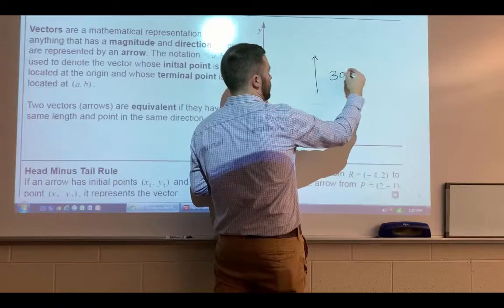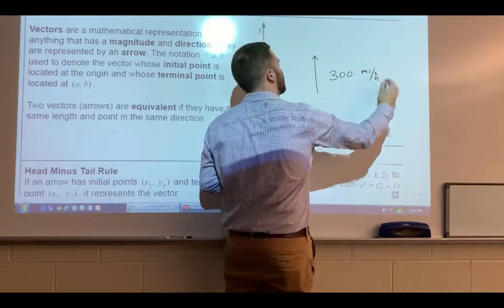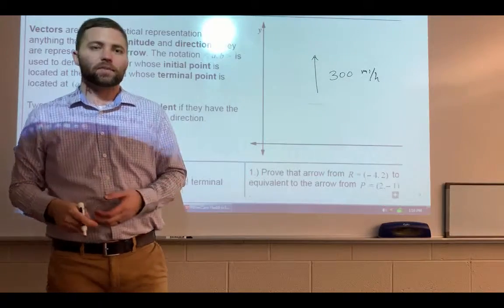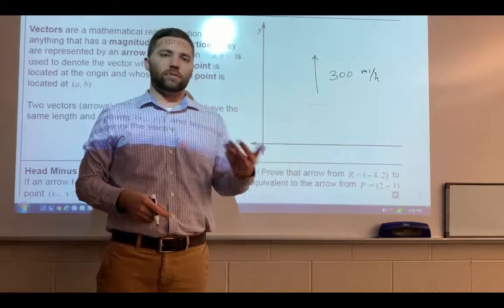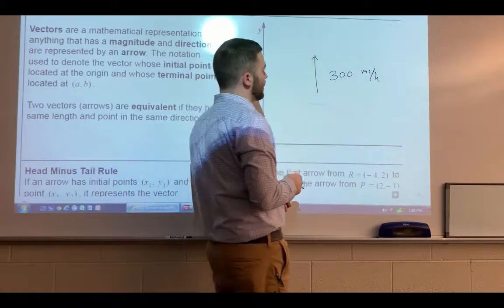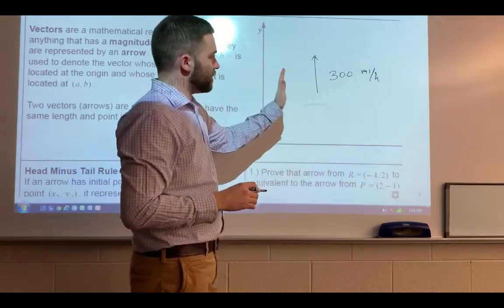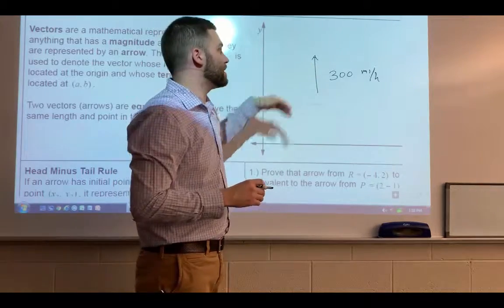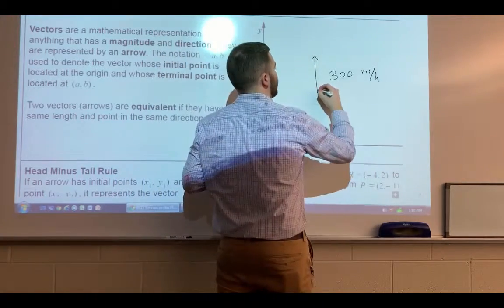300, or whatever I said, so 300 I guess. It's going 300 miles per hour. And then there's a wind coming from the east, so blowing from east to west, and it's pushing on the plane. So if the plane does nothing, and it's getting hit by wind like this, then what's going to happen is the plane is actually going to move in this direction.